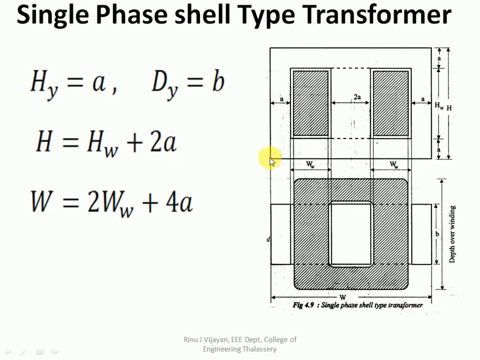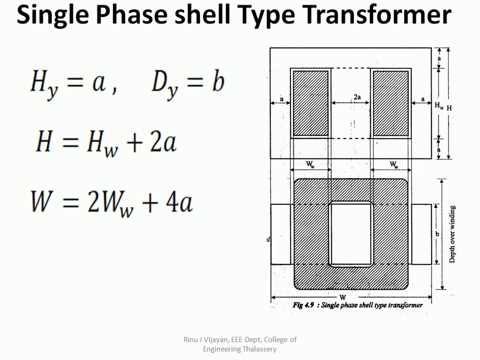The overall width is from this point to this point, so this much is small a, this is the width of window, this portion is 2 times small a, and this is also the width of window. So the overall width of the transformer core can be written as small a plus WW plus 2a plus WW plus small a. That is the same as 2 times WW plus 4a, that is mentioned here. With that, we are completing the dimensions of different types of transformers.